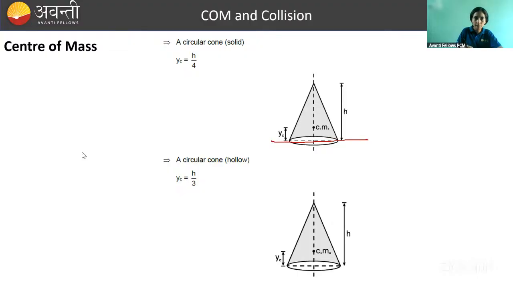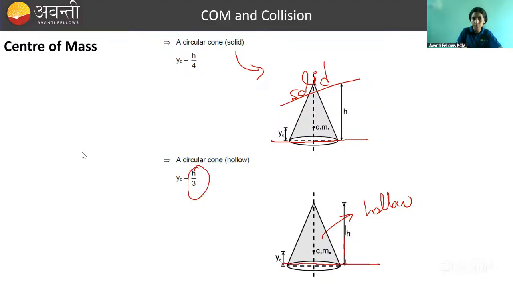And if we talk about what, see, this is a circular cone solid, so this is a solid one, always remember. And this is the hollow one. Do you understand what hollow one means? Inside that cone there is nothing, vacuum. So for a hollow cone, center of mass will be at a distance h/3 from the bottom. Okay, at what distance from here? It will be at h/3. So these are the general formulas which we should know.